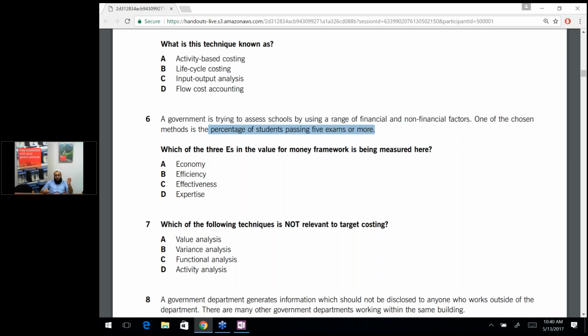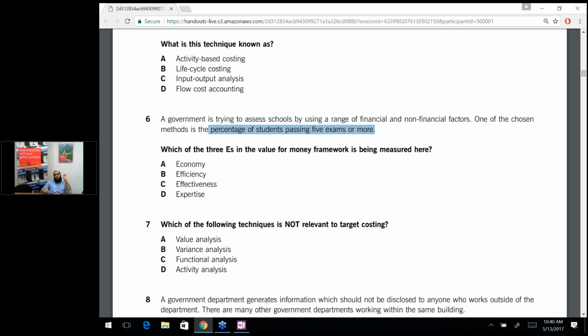Percentage of students passing 5 exams or more. Now, in the 3 E's, one is effectiveness. Effectiveness means that the objective should be achieved. Economy means the input should be the lowest cost input, which is the best in terms of the required quality. So the lowest cost input is economy.